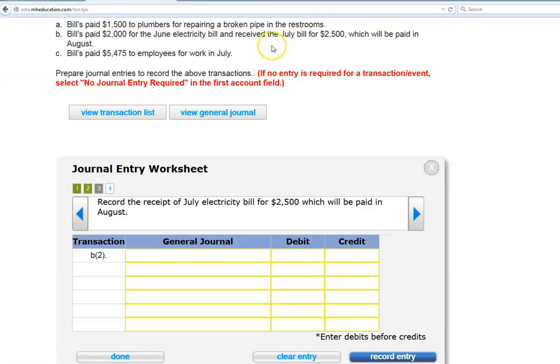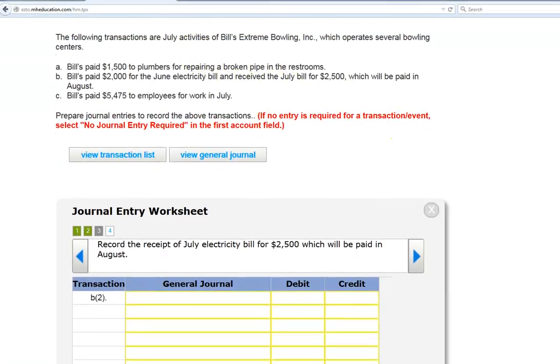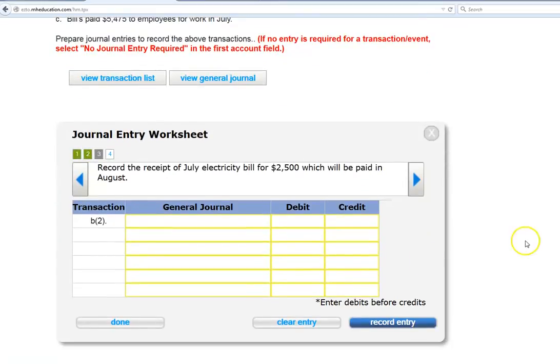Now let's look at the second half of that sentence. We received the July bill, which will be paid in August. Now remember, we are in July. These are July activities. You receive the bill for July electricity. Well, July electricity should be recorded as an expense in July, right? So we're going to debit utilities expense.